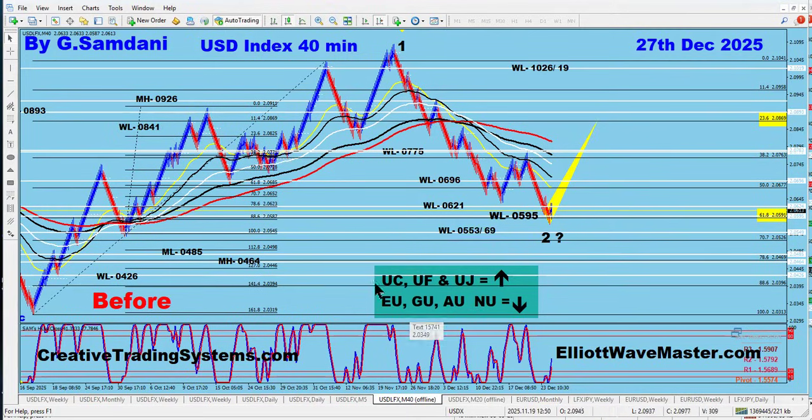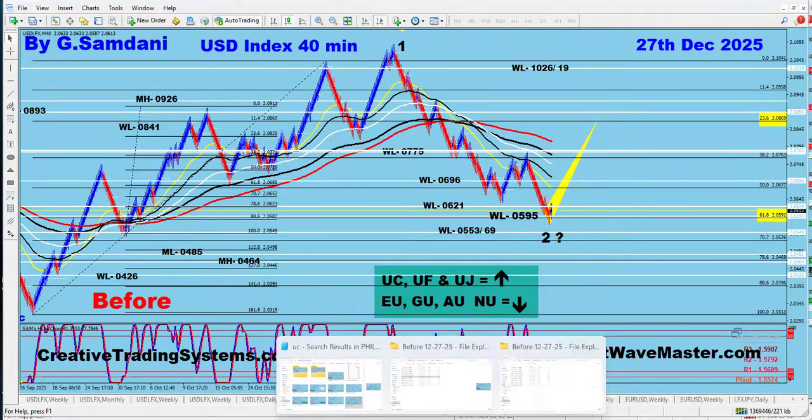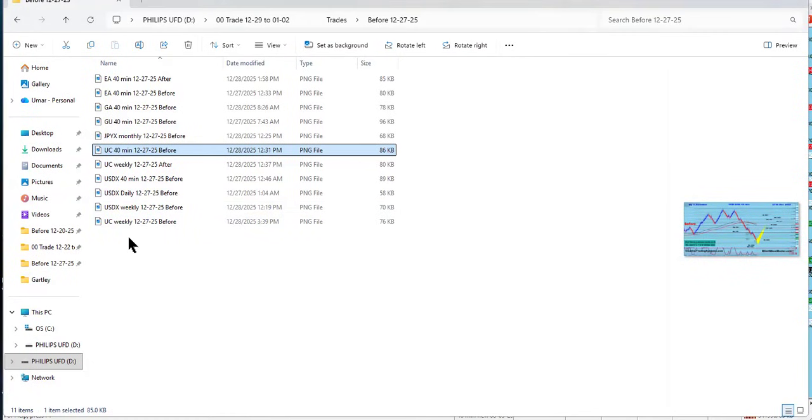These four pairs will go down and these three pairs will go up. UC, UF, and UJ will go up, and your USD, pound-USD, and Aussie-USD will go down. That's my scenario. So based on this scenario here, the US dollar index, I made a few other charts, which I will go through with you one by one.